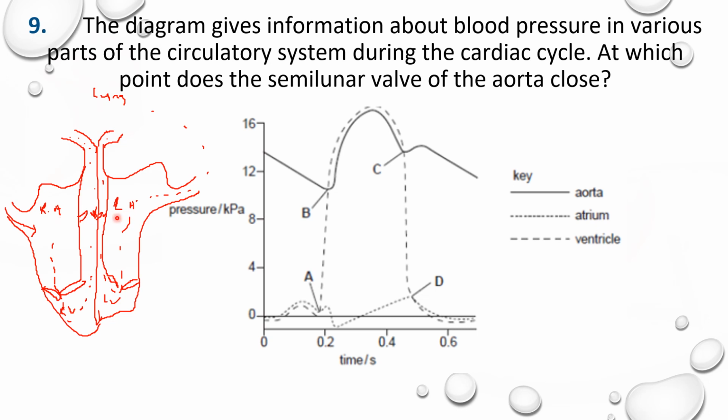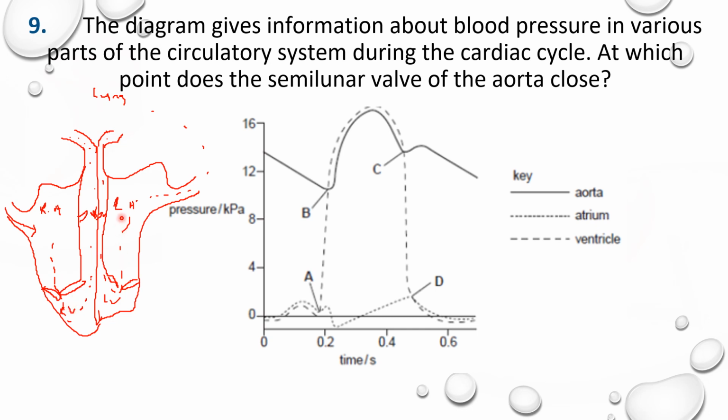When they contract, the pressure in them is high. The ventricles are relaxing, so these valves open. This is the bicuspid valve open because it's on the left side of the heart. This is the right side of the heart. This is the left side of the heart. This valve is open, so blood moves into the left ventricle.